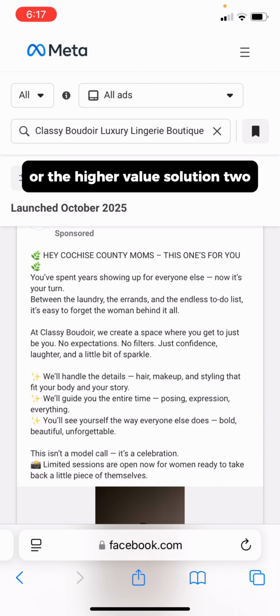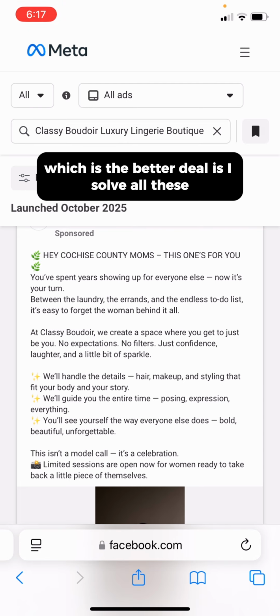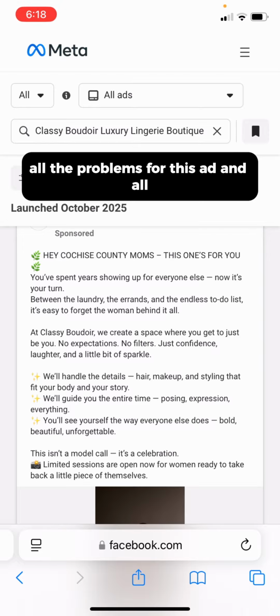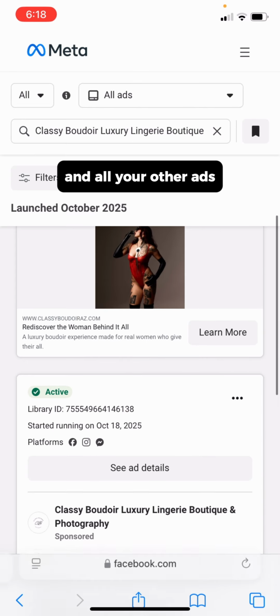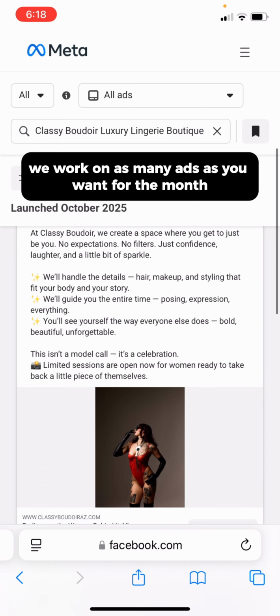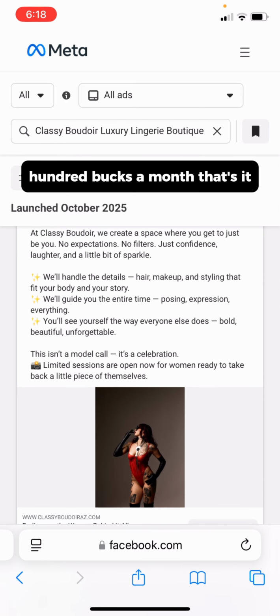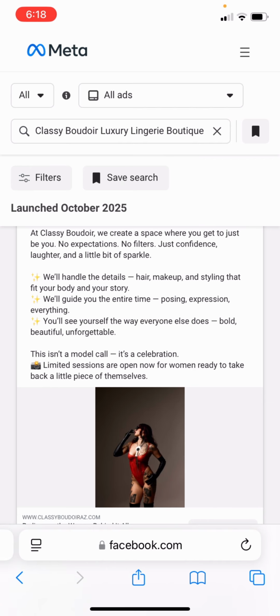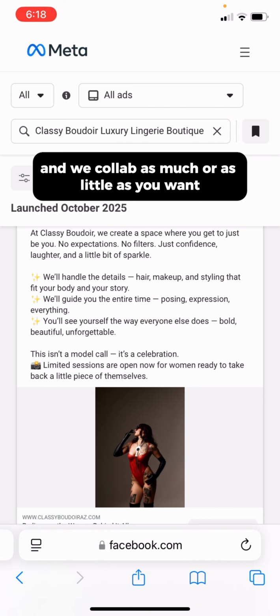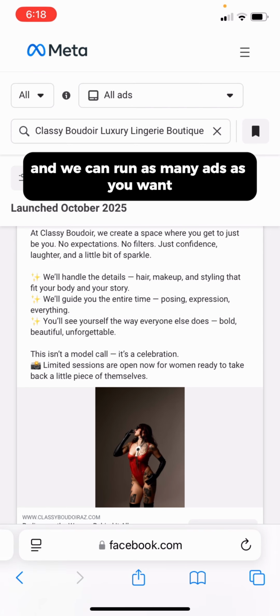Or the higher value solution two, which is the better deal, is I solve all the problems for this ad and all your other ads. We work on as many ads as you want for the month. $100 a month. That's it. We work on as many ads as you want, and we collab as much or as little as you want, and we can run as many ads as you want.